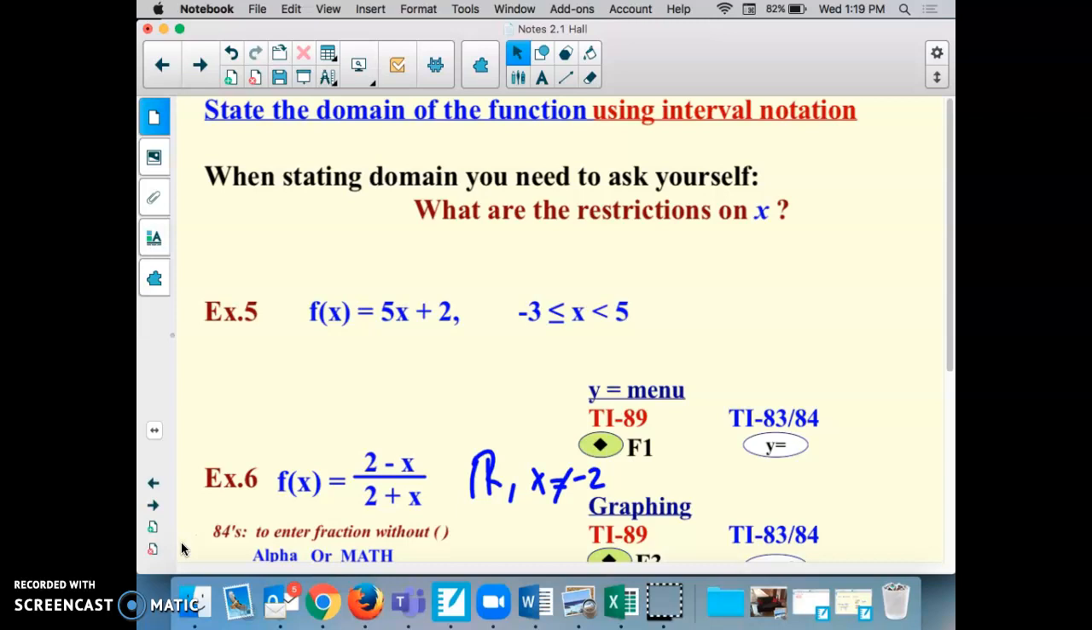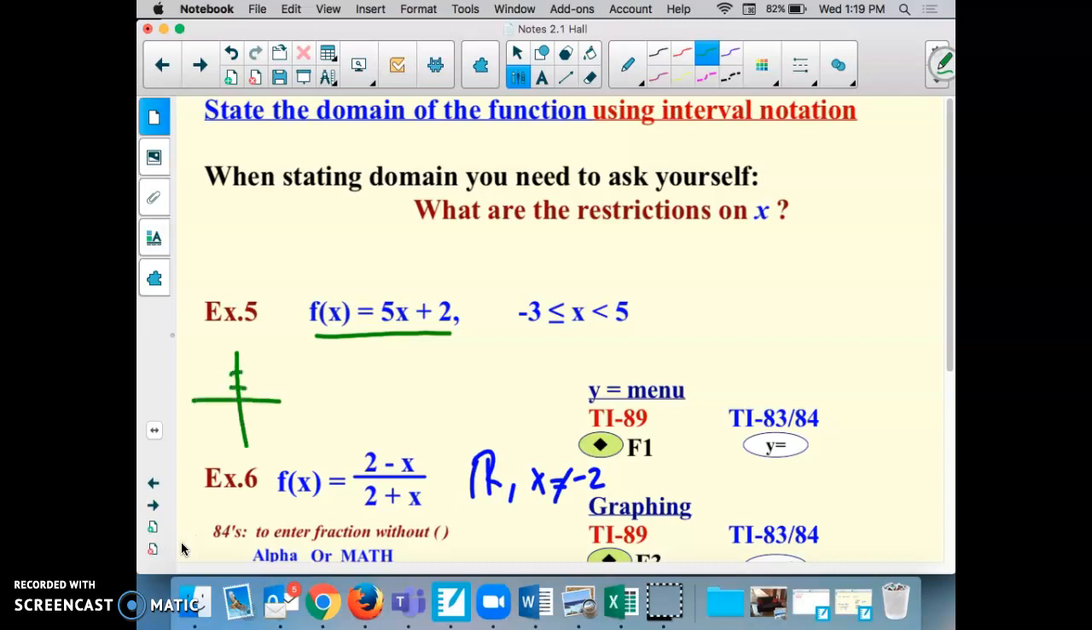Example 5 is a linear function. Technically, there's no restrictions unless a restriction is stated. In this case, there is a restriction stated. All right, so f of x equals 5x plus 2. Now, if we graph that, the y-intercept will be 2, the slope would be 5, up 1, 2, 3, 4, 5, right to the right 1, that kind of thing. Y-intercept's 2. All right, old school graphing, linear equations.